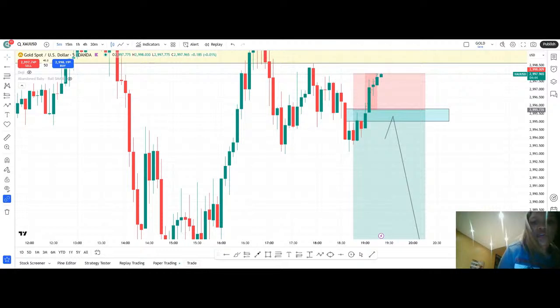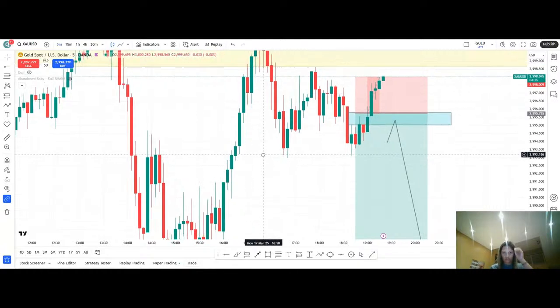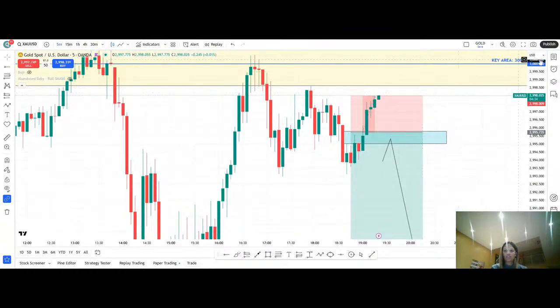Yeah, just like I thought. Where our stop loss is, it's now moving past the stop loss area. Let's see. I think it's heading to 3,000.